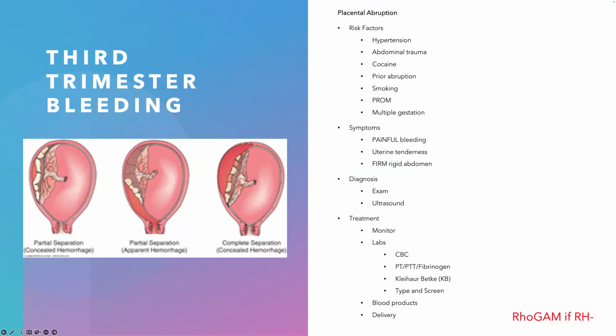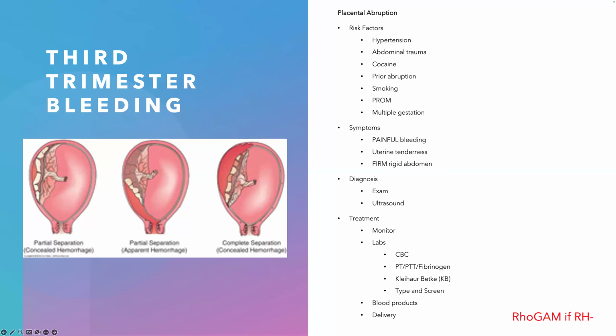So what are our risk factors for placental abruption? Hypertension, abdominal trauma. So someone kicking, hitting, punching, car accident, something that hits the abdomen. Cocaine abuse, and I've actually seen this, somebody using cocaine and then having a severe abruption. Prior abruption puts them at risk. Smoking puts them at risk. Premature rupture of membranes puts them at risk, and multiple gestation puts them at risk.